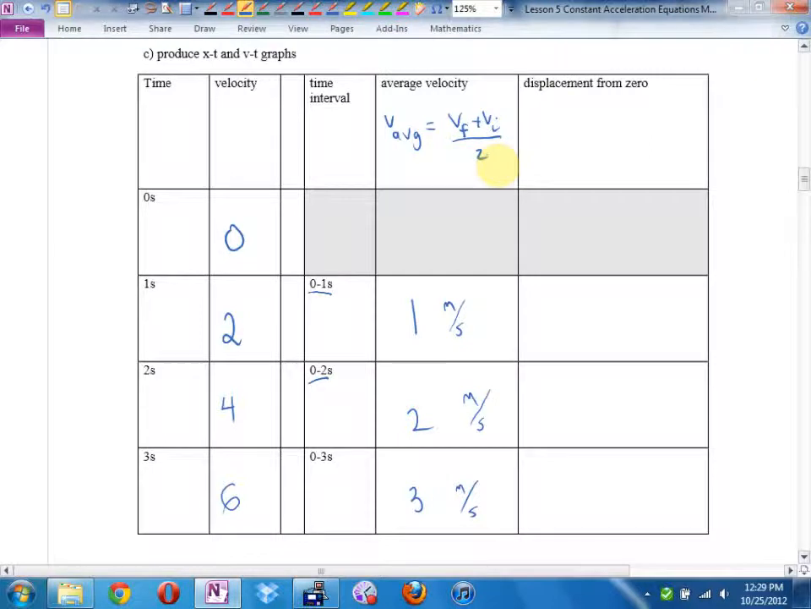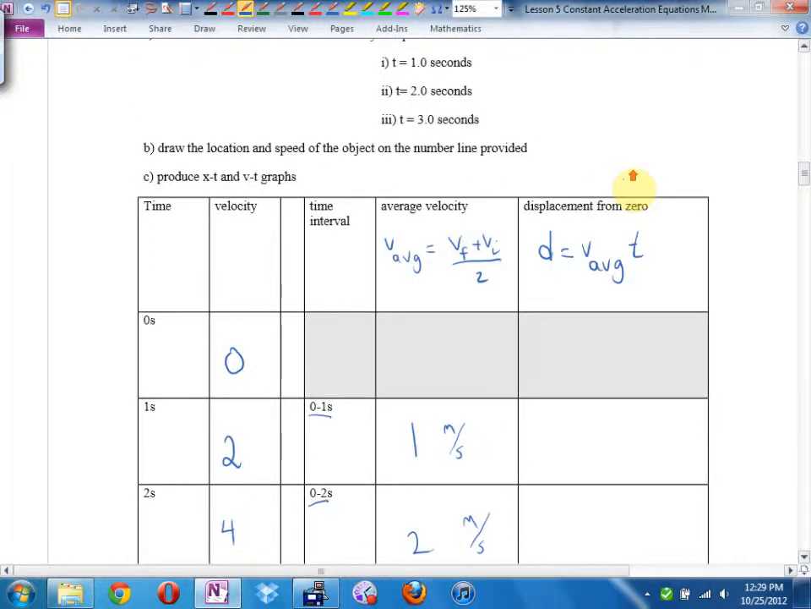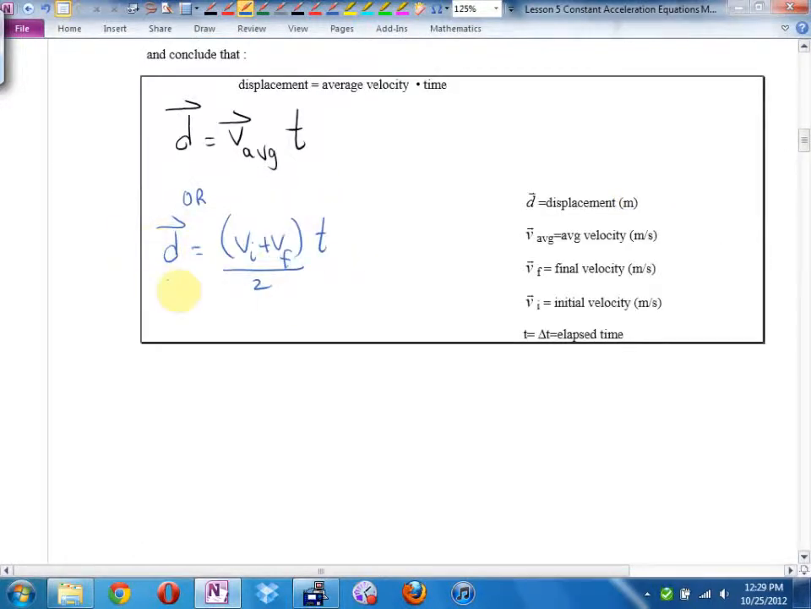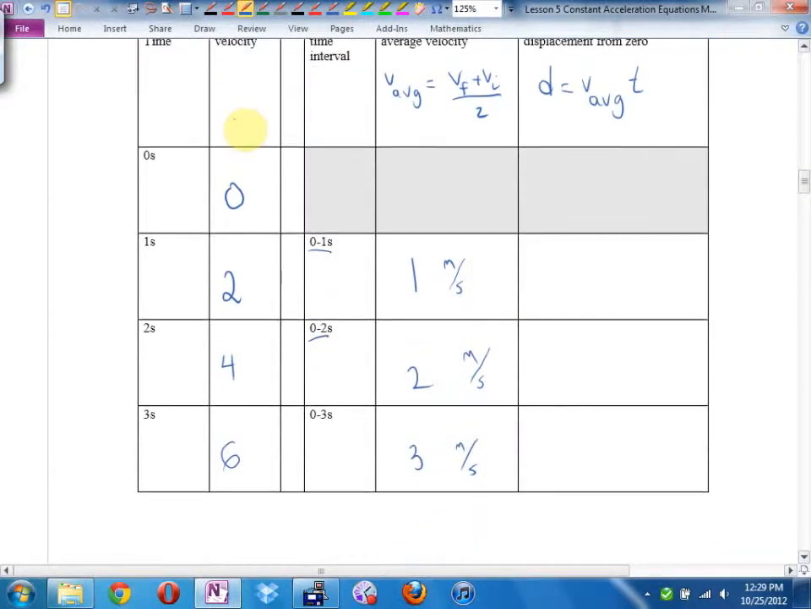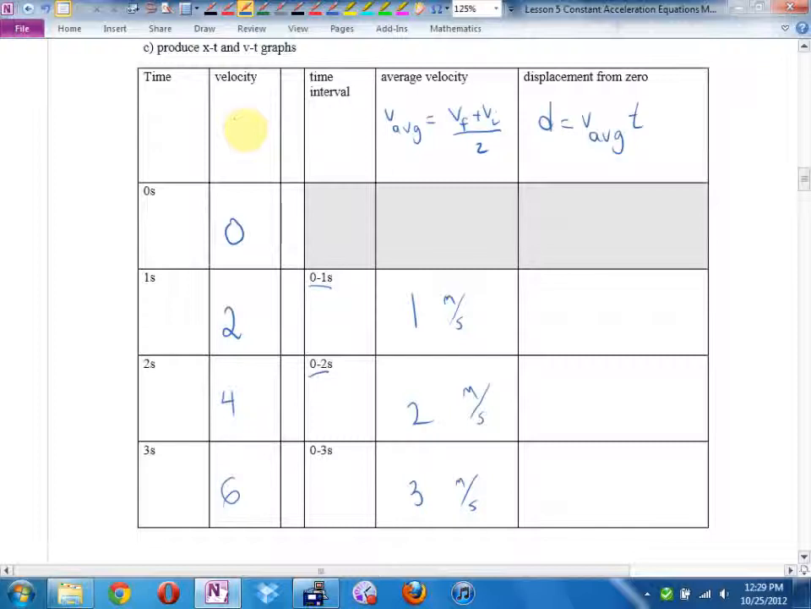Now let's use displacement. Now displacement is the average times time, is where we started out. And then what we did, Brad, is we rewrote this displacement equation to get this messy one here. Let's see if this messy one here works by using this. So if I want the displacement from 0, it's going to be the average velocity. What was the average velocity? 1 times time. 1 second. How far from starting was I after 1 second? 1 meter.